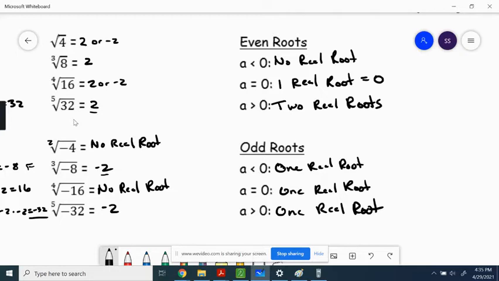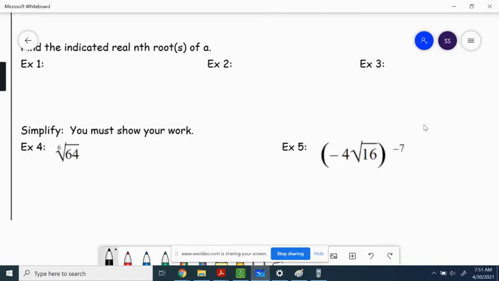All right, so let's move on. Let's look at some practice problems now. Example 1, let's start out with an easy one. How about if n is 2 and a is 64? Typically if the root is 2, we don't write it, but I will for this problem. The a value is greater than 0 and we have an even root. Normally we would just say the answer is 8, but we have two real roots because we have an even root. So this is -8 and +8.